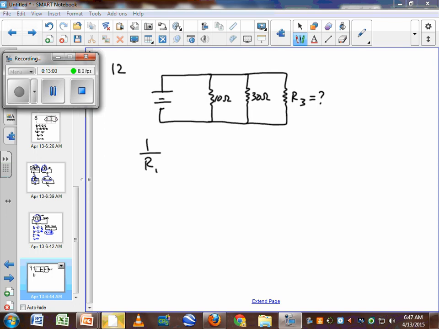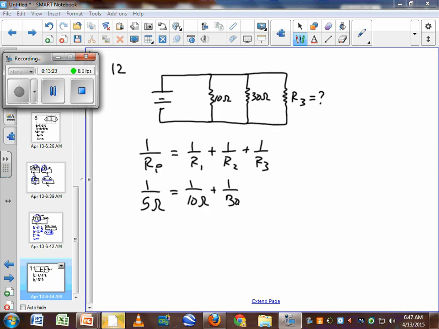So if we do 1 over Rp equals 1 over R1 plus 1 over R2 plus 1 over R3, we have 1 over, they told us the equivalent resistance here was 5 ohms. That equals 1 over 10 ohms plus 1 over 30 ohms plus 1 over R3. And then the rest is just solving fractions. So really you end up with 1 over R3 equals 1 over 5 minus 1 over 10 minus 1 over 30.